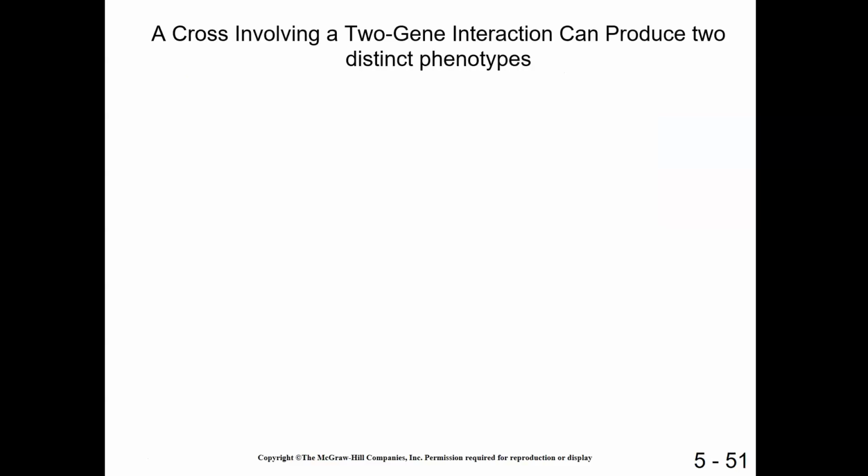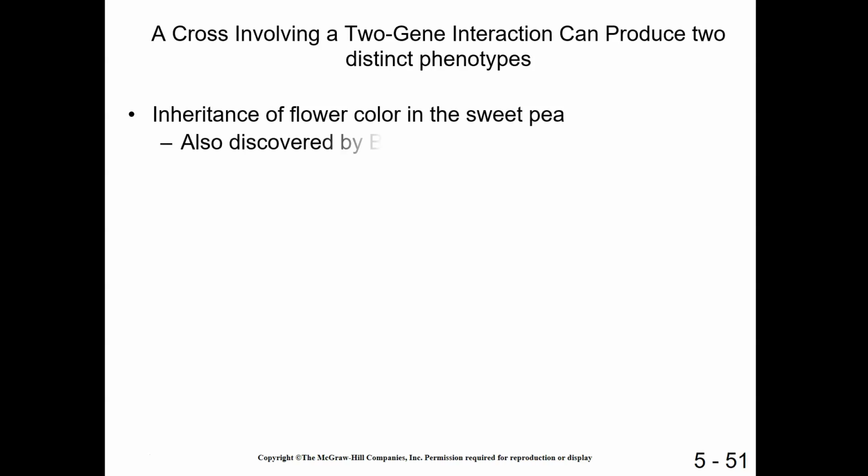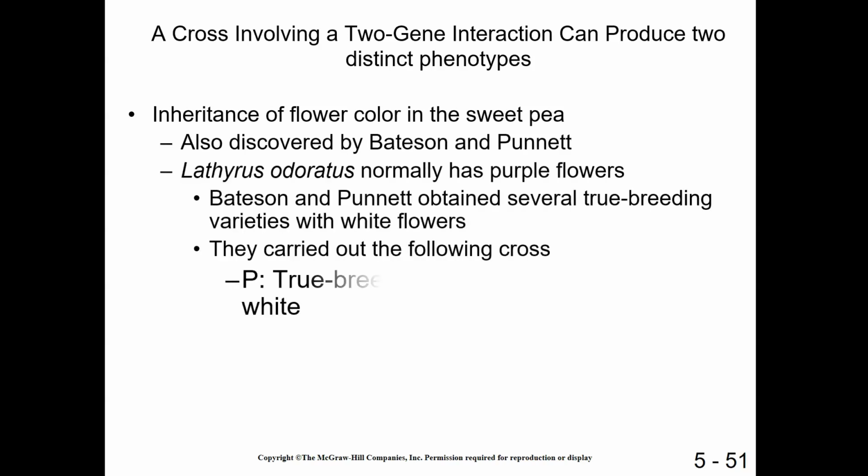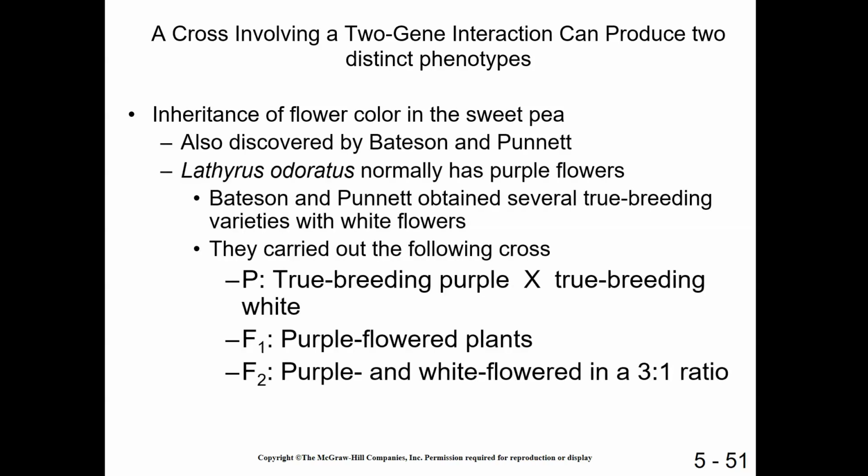So when you're crossing two genes, how do you get two distinct phenotypes? One of the ways that scientists first started looking at this in the lab was going back to Mendel's peas, looking at the sweet pea. And Bateson and Punnett, yep, that's Punnett, the guy who came up with the Punnett squares, was looking at the purple flowers. They observed that true breeding varieties with white flowers always gave you what Mendel proposed, right? A 3-to-1 ratio in the F2 population.